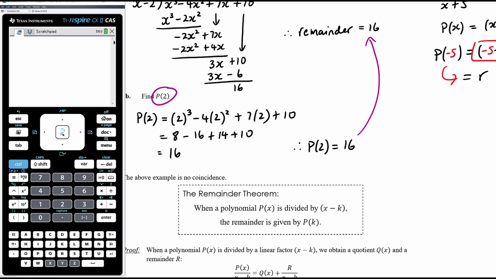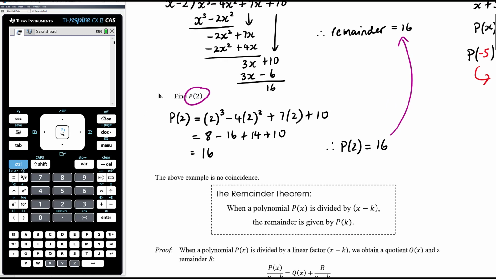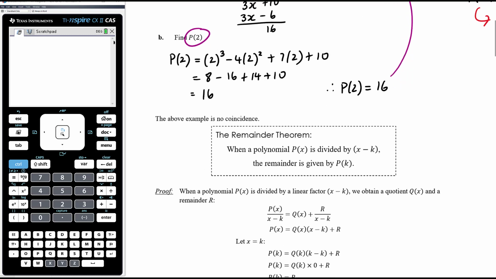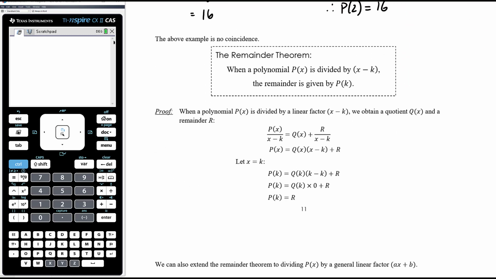The question might be, well, why would I need to know what the remainder is? But actually the remainder becomes important in deciding whether or not something is a factor, because we know something's a factor if it leaves no remainder. So that's where it becomes important. Here's a proof of that in a more general sense.